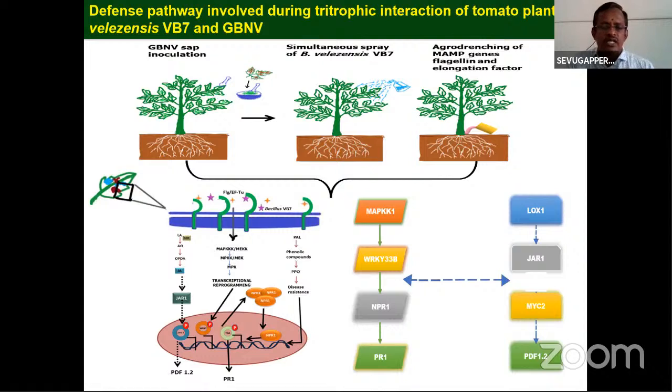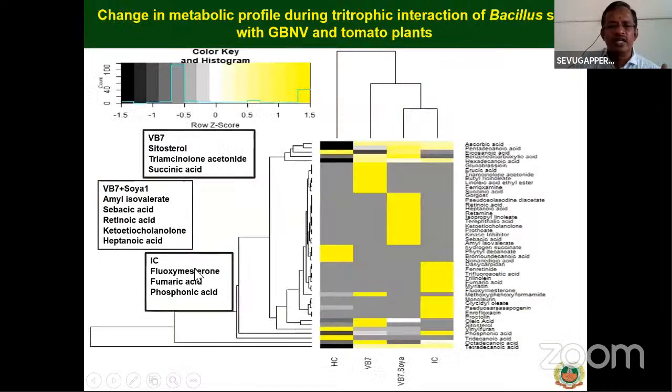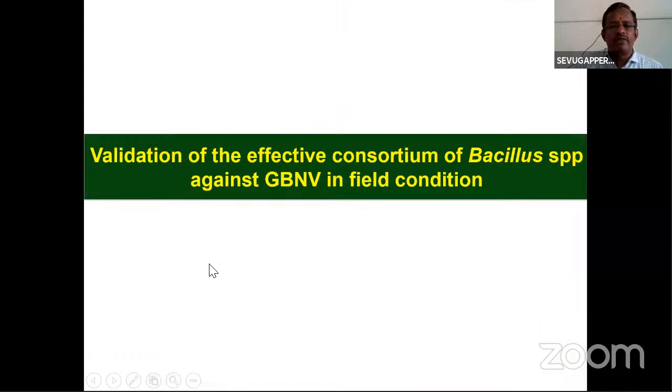So our concept is that bacteria or the biocontrol organisms are associated with induced systemic resistance. But now the induced systemic resistance, the SIR, is also activated by the application of the biocontrol agent, and that has been proved by the different gene expression. So this is where the diversity of the metabolite has been triggered in the case of VB7. When we apply Bacillus willisensis, the cytosterol, triaminocyclone acetonide and succinic acid have been noticed here, whereas in the inoculated control, the total metabolite profile was found to be totally different.